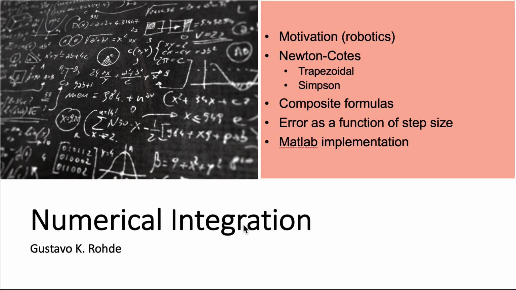We'll talk about the motivation, specifically an example in robotics, and then we'll talk about certain formulas derived based on an idea from Newton-Cotes. Specifically talk about trapezoidal and Simpson rules. We'll talk about composite formulas, that is applying the same idea piece by piece in a function. We'll talk about errors as a function of step size, and we'll talk about MATLAB implementations.